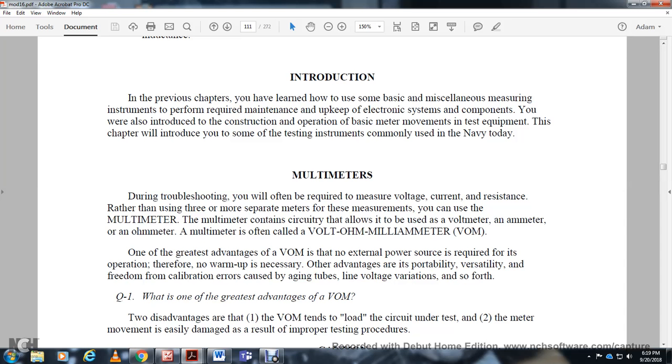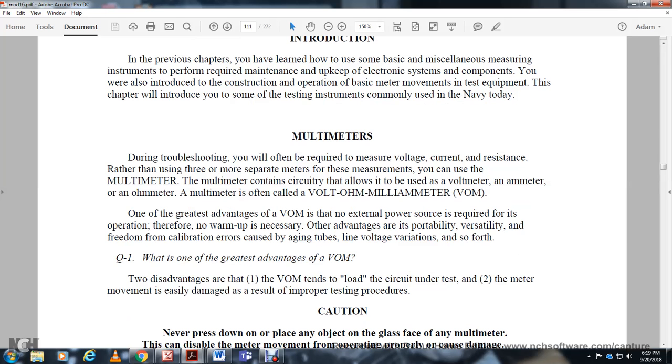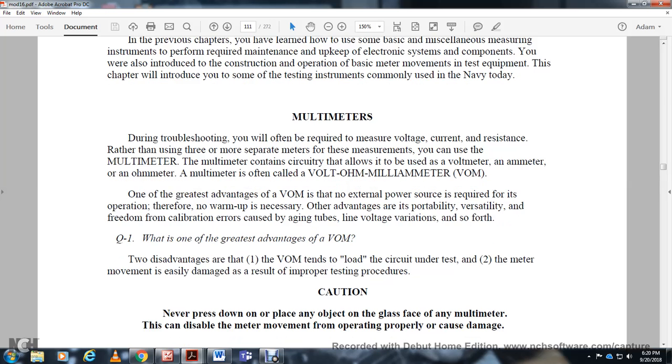You can use the multimeter. The multimeter has a circuit that allows its use as a voltmeter, ammeter, or ohmmeter. The multimeter is often called the volt-ohm-milliammeter, or VOM. Once again, the advantage of the VOM is that no external power source is required for its operation. Therefore, no warm-up is necessary. Other advantages: portability, versatility, and freedom from calibration error caused by aging tubes, line voltage variation, and so forth. Two disadvantages: one, the VOM tends to load down the circuit under test. Two, the multimeter movement is easily damaged as a result of improper testing procedures.